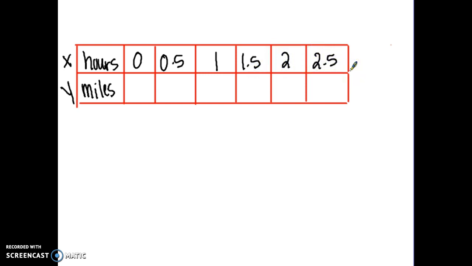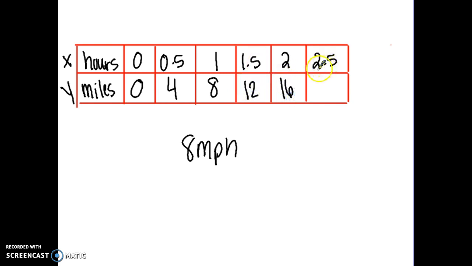So if he is riding 8 miles per hour, then if 0 hours has passed, he's ridden 0 miles. If half an hour has passed, 1/2 times 8 is 4. He's gone 4 miles. If it's been 1 hour, 1 times 8 is 8. If it's been 1.5 hours, that's 12. 2 hours would be 16, and 2.5 would be 20.